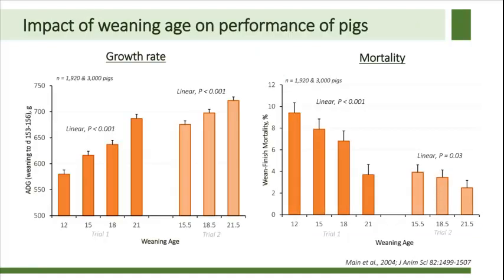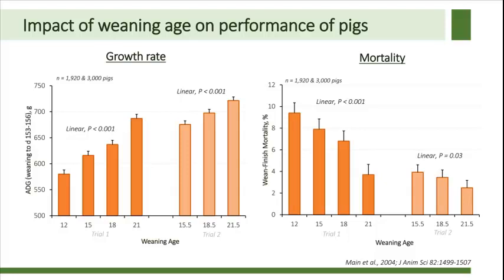In the literature, there's a study presented by Roger Main in 2004, where he looked at increasing weaning ages and the effect of that on the growth performance of pigs. He ran two trials, one with 1,920 pigs and another with 3,000 pigs. It was on a sow farm, but with multiple sites, so pigs went to nurseries and finishers in different locations. The graph on the left shows the growth rate, the average daily gain from weaning to final date, shown in grams here.